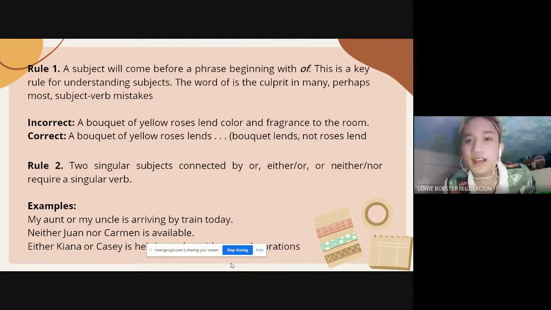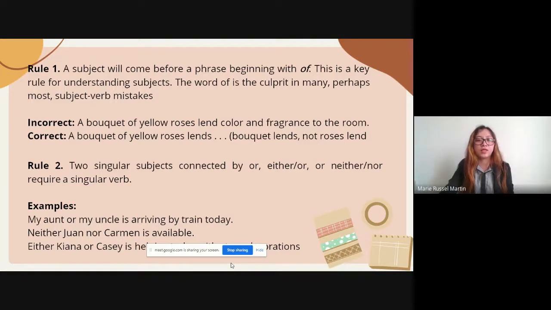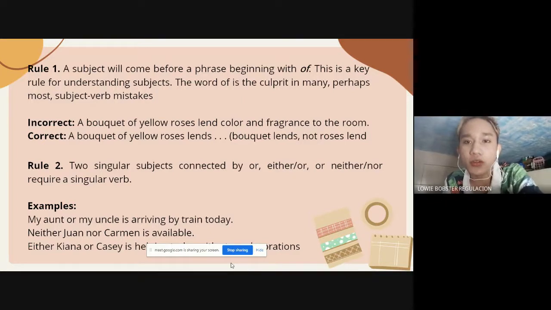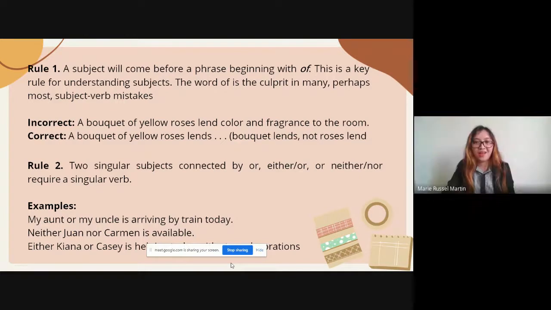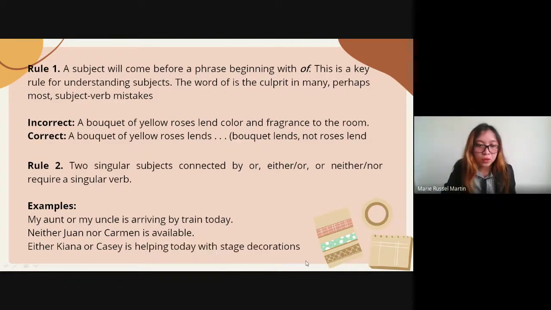My aunt or my uncle is arriving by train today. Can you please read the rest of the examples? Neither one nor Carmen is available. Either Kiana or Cassie is. Ma'am, I can't see, ma'am. All right. Let me read it for you. So the third example is: either Kiana or Casey is helping today with stage decorations.